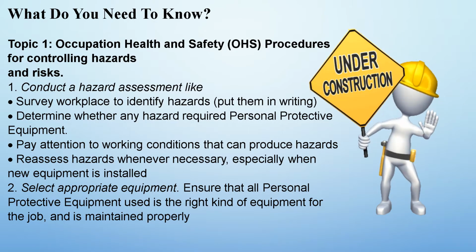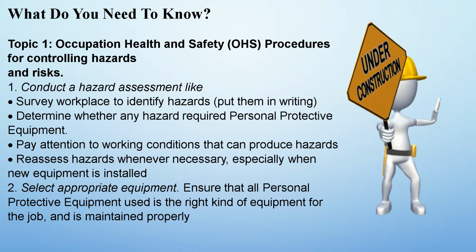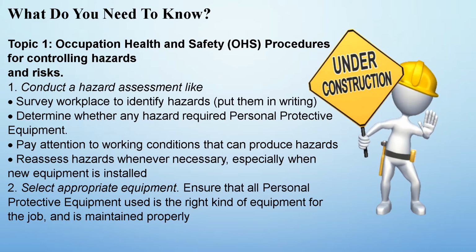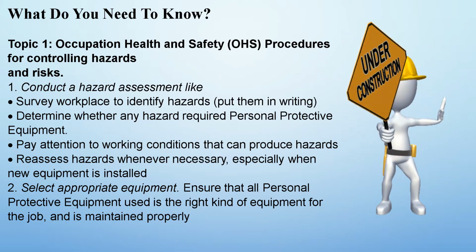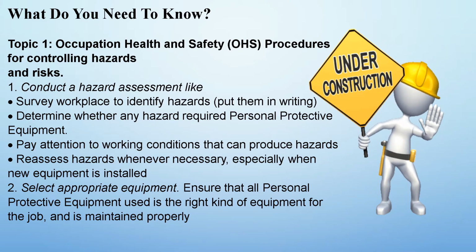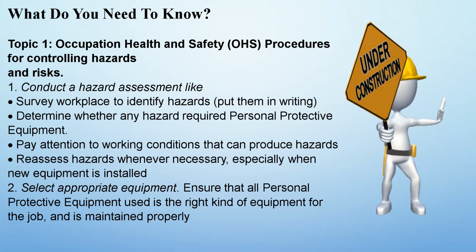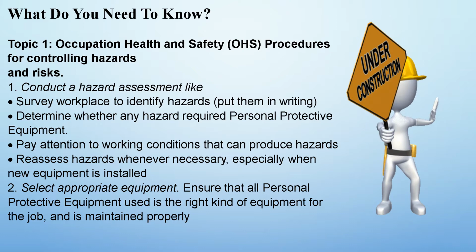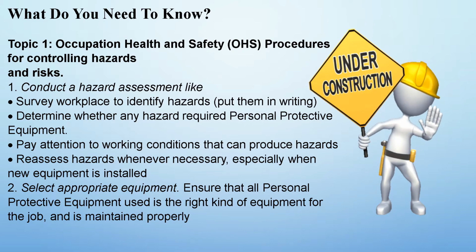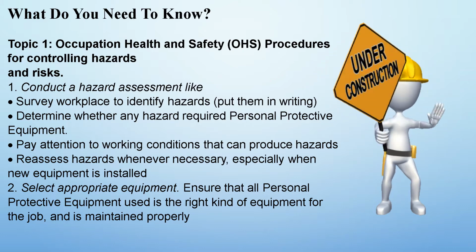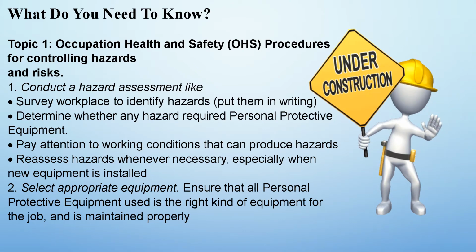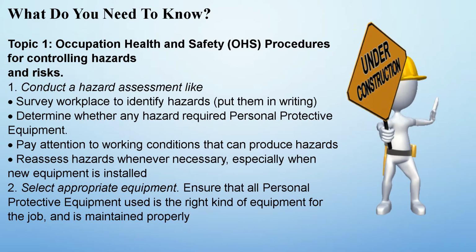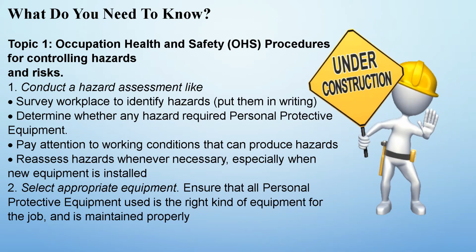Okay, let's move on to topic 1, Occupational Health and Safety or OHS Procedures for Controlling Hazard and Risk. Number 1, conduct a hazard assessment, like survey the workplace to identify hazards, and put them in writing. Determine whether any hazard requires personal protective equipment. Pay attention to working conditions that can produce hazards. Reassess hazards whenever necessary, especially when new equipment is installed.